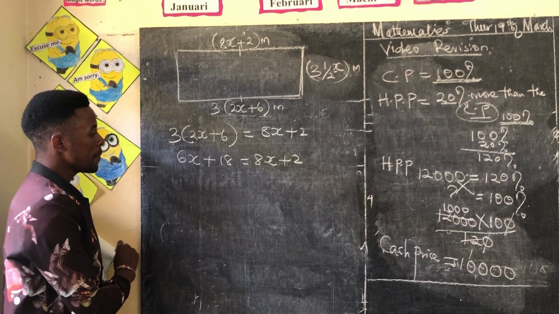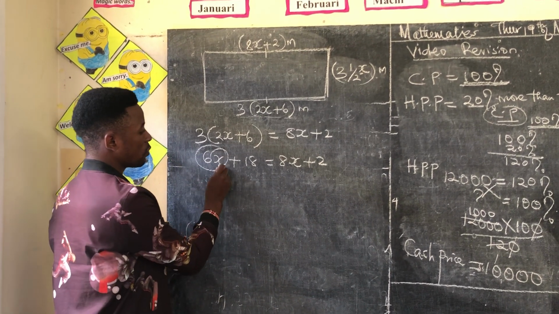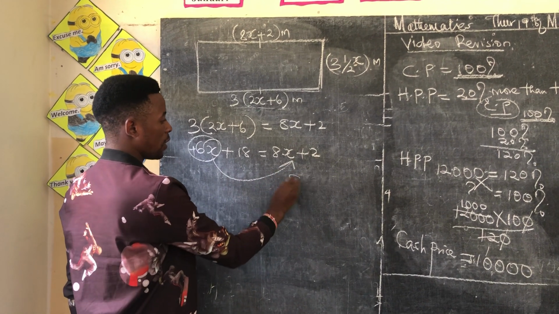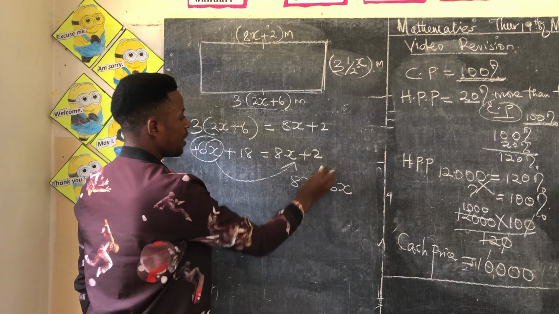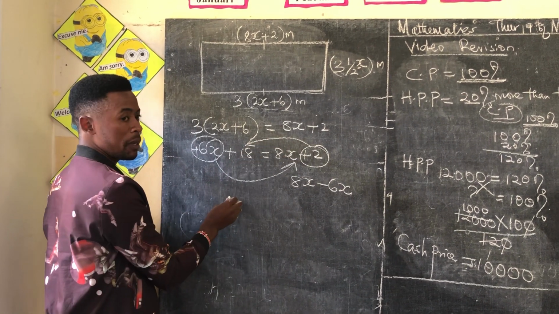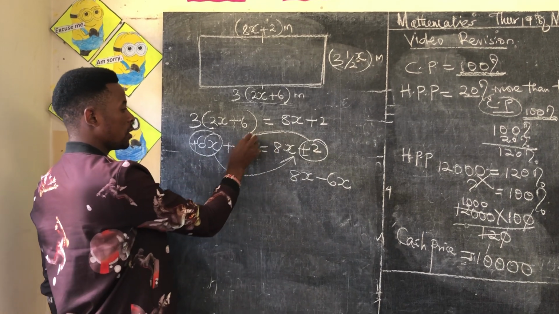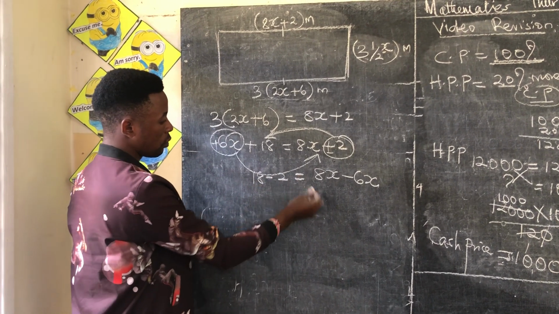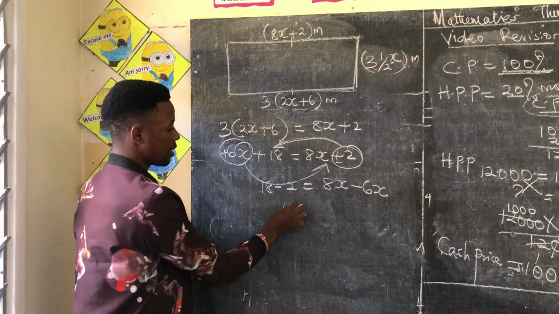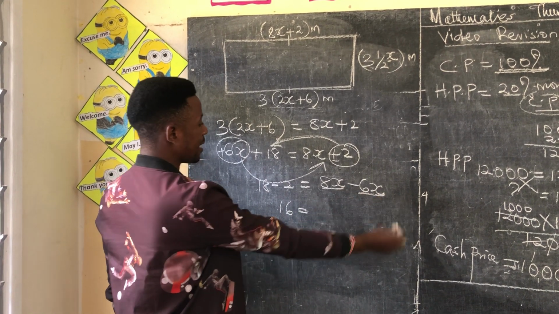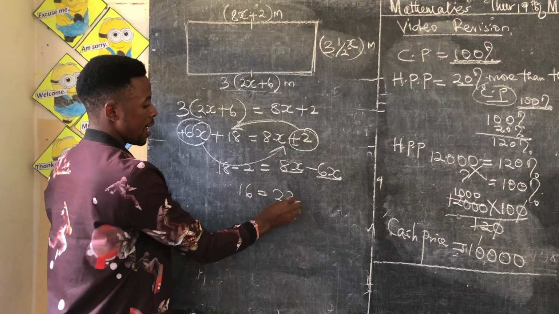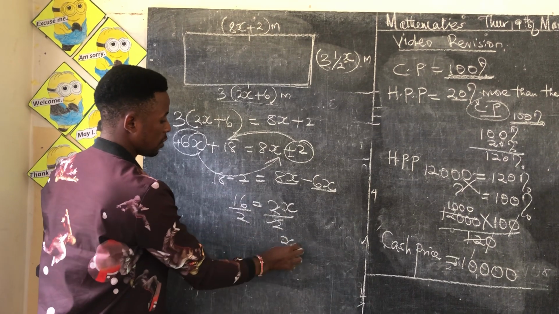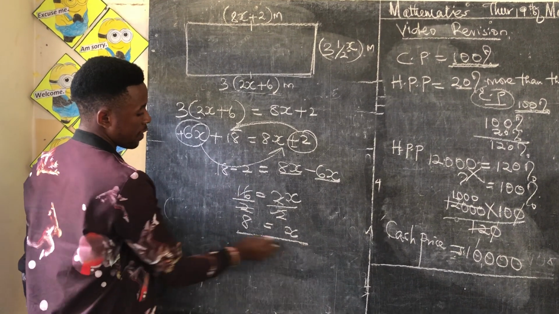We put the like terms together. So this will be 6x to shift to the other side is positive, remember. So it will be minus, so 8x minus 6x. Then positive 2 to shift to the other side, it will be minus, because a positive sign, when it crosses an equal sign, it becomes negative. So it will be 18 minus 2. So 18 minus 2 is 16, is equals to 8x minus 6x. That is 2x. Find the value of x, divide both sides by 2. So x gives you what? The x is 8. So the value of x is 8.